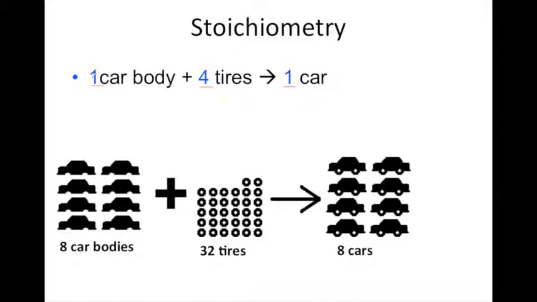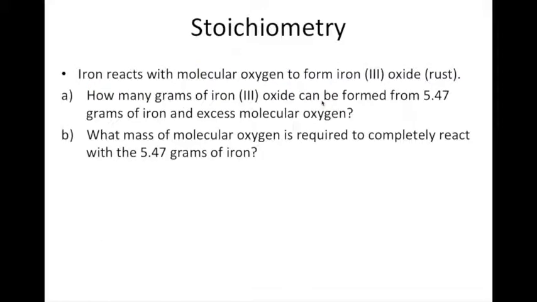Again, these ratios here represent amounts of things, not masses. So let's practice a couple of problems that involve stoichiometric calculations. Let's take a look at this problem here. Iron reacts with molecular oxygen to form iron 3 oxide, also called rust. How many grams of iron 3 oxide can be formed from 5.47 grams of iron and excess molecular oxygen? And part B, what mass of molecular oxygen is required to completely react with the 5.47 grams of iron?